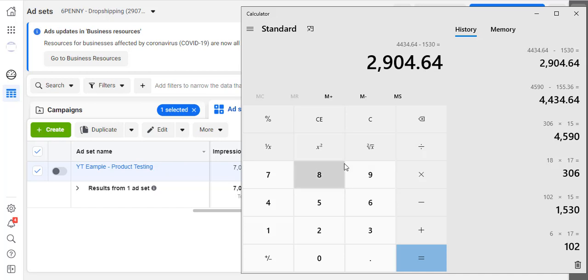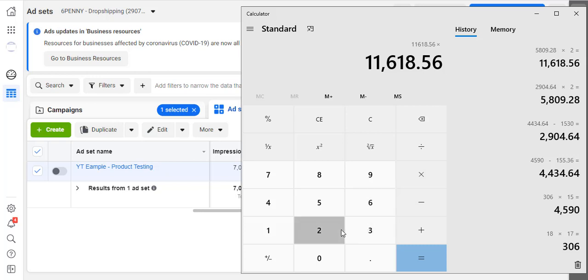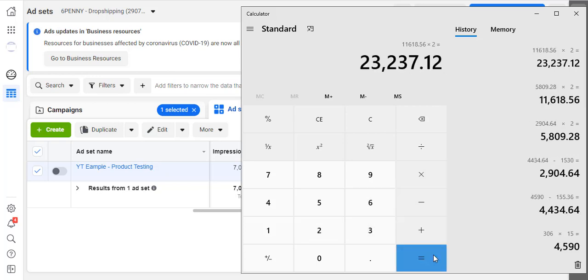So I suggest you don't increase it by 100% just because you see that, oh, this is a winning product. So let's say this is 3 days, in 6 days we would just say times 2, you would have made 5,809. That's 6 days. If we say times 2 again, in 12 days, and in 24 days, you would have made 23,237, if my math is actually correct here.